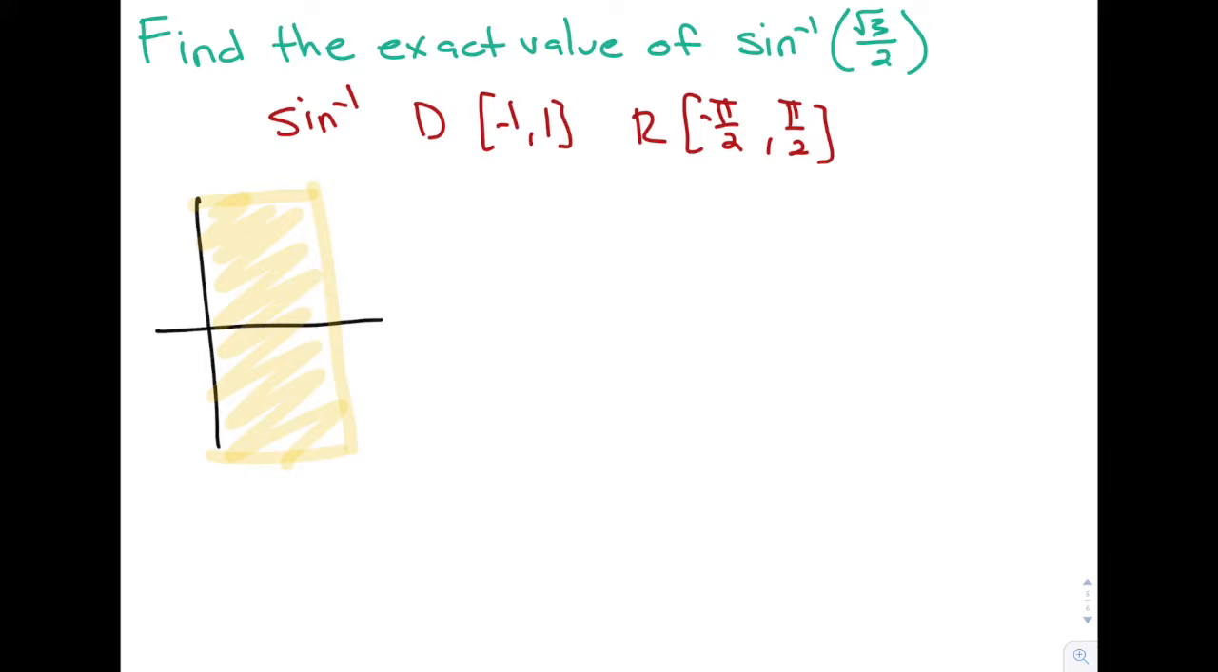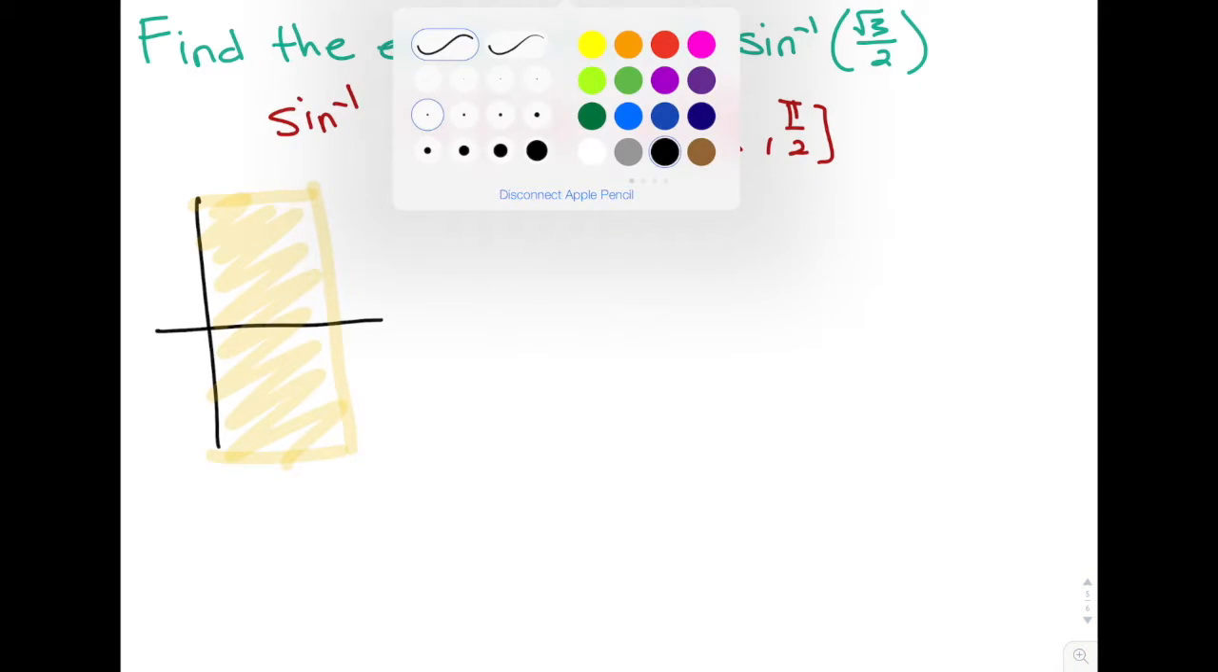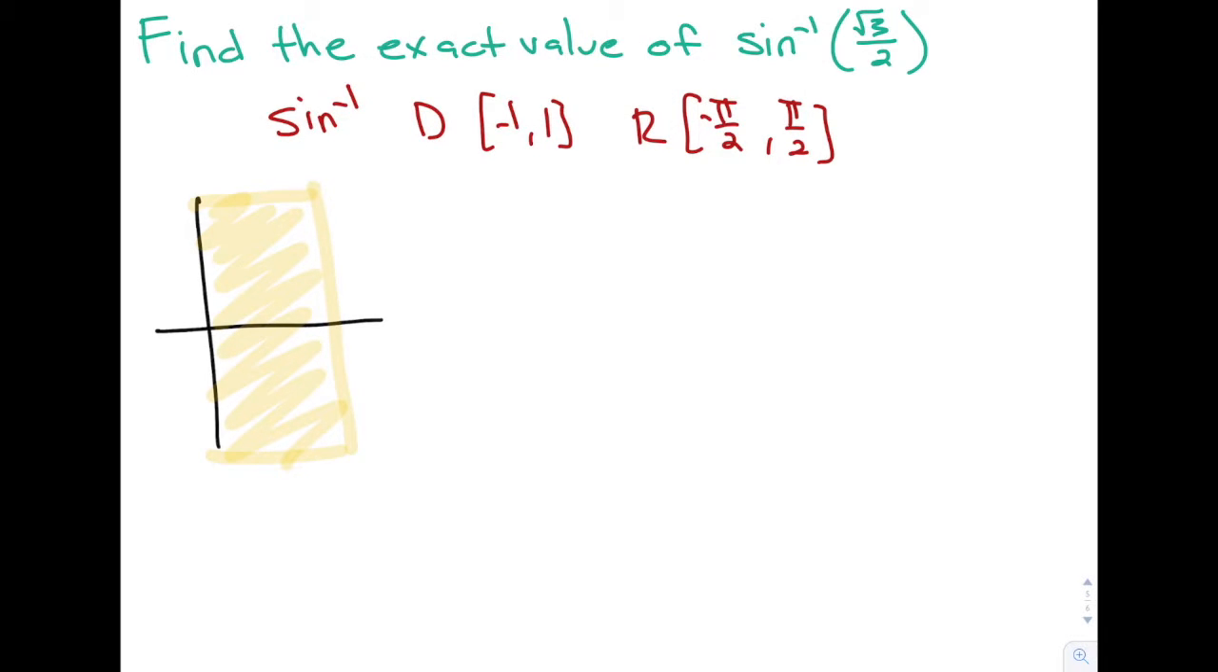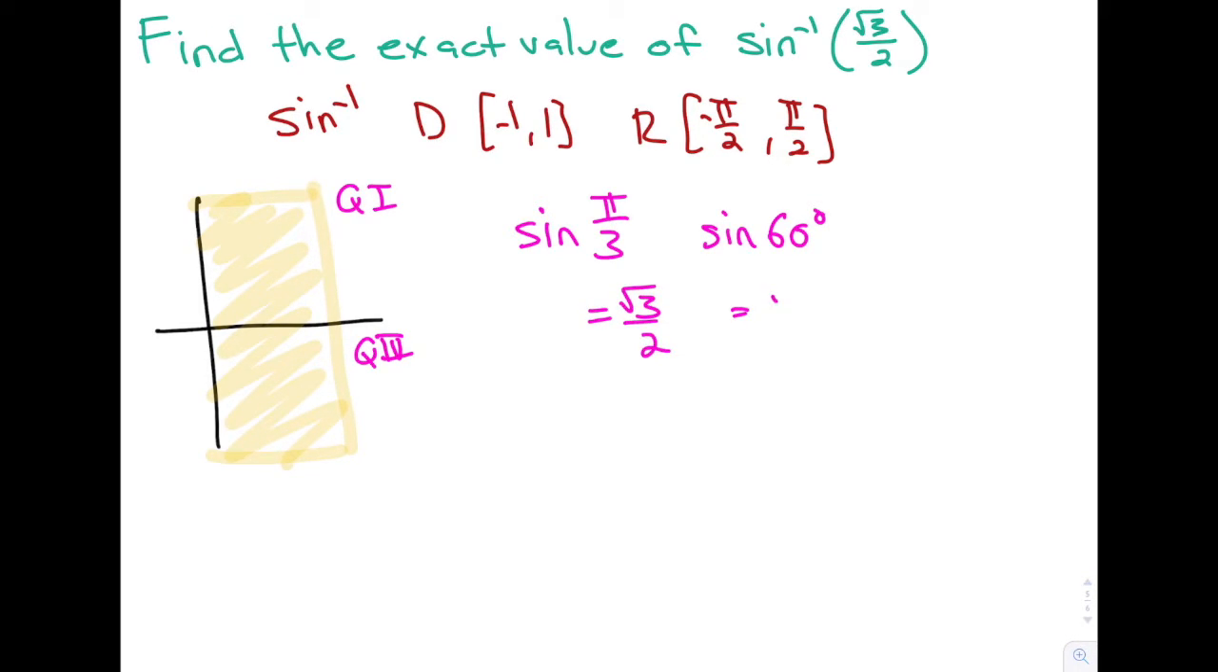Right, I could go -pi over 2 in the clockwise direction. I could go pi over 2 in the counterclockwise direction. So we're trying to find the angle that has the value, this positive square root of 3 over 2. Now that certainly doesn't happen in quadrant 4, right? Because all of those would be negative y values. That means that we're going to be looking for an angle in the first quadrant, quadrant 1, that gives us out a square root of 3 over 2. And we know this pretty well at this point. We know that the sine of pi over 3, or equivalently the sine of 60 degrees, gives us the square root of 3 over 2. So sine inverse of the square root of 3 over 2 is pi over 3.